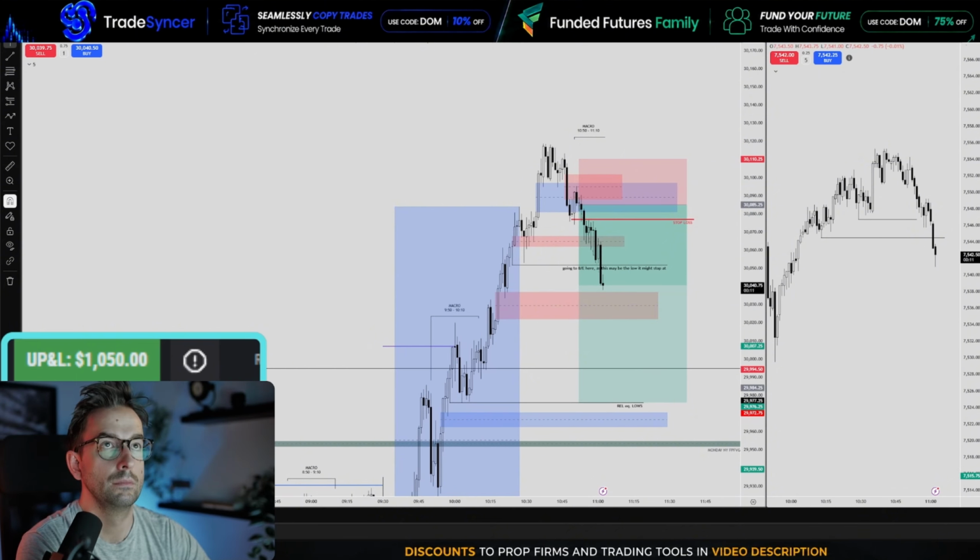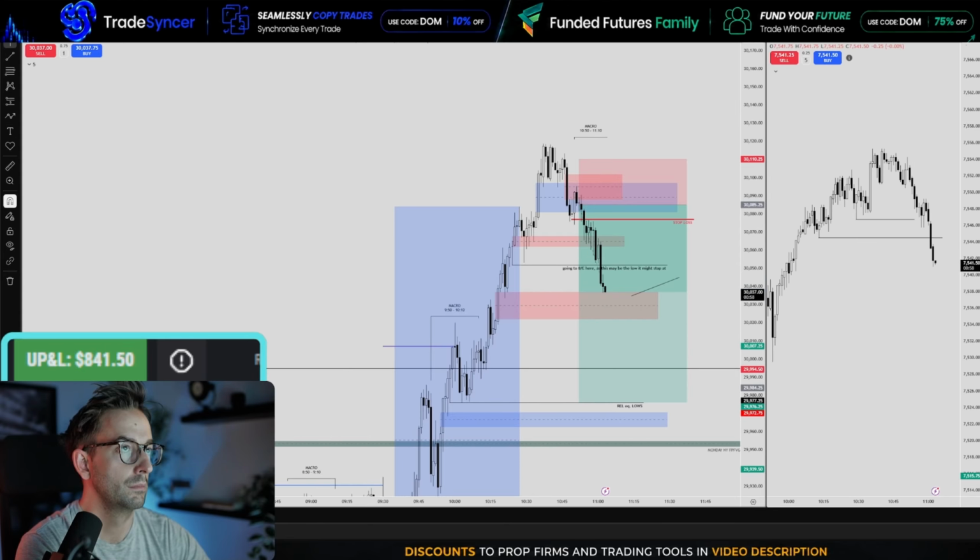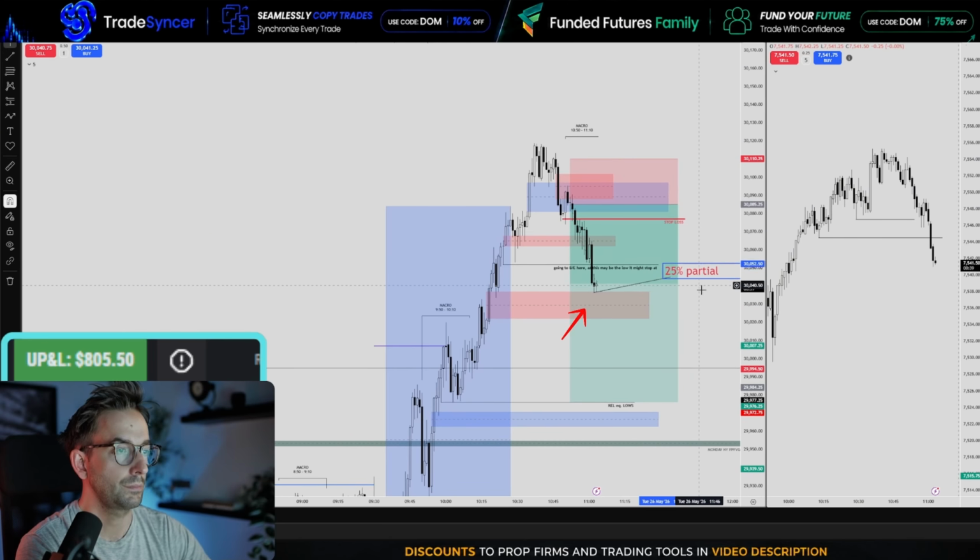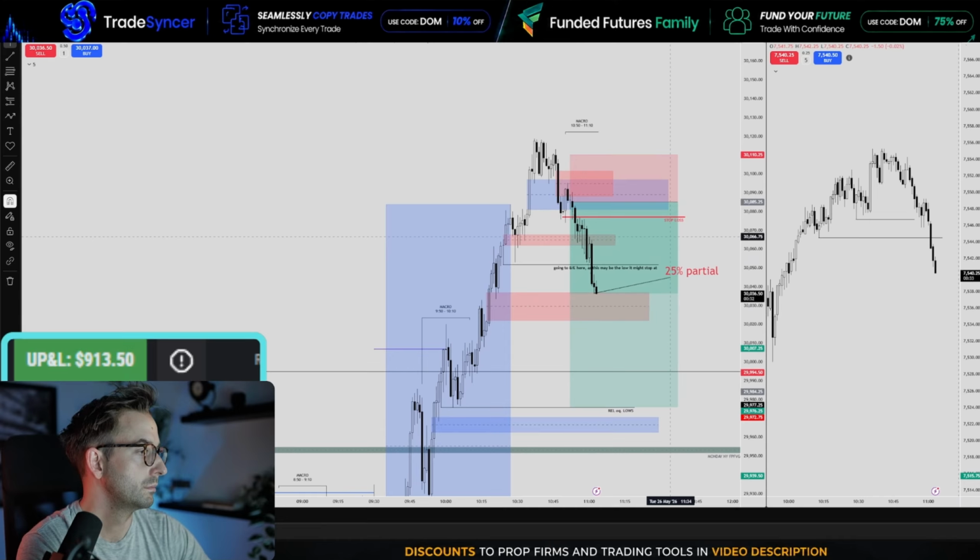Now I'm currently partialed out 20% here. I like that we got to this imbalance halfway between my target and where we're at right now. And I'm currently watching to see what price is doing, if it wants to dig into that fair value gap and break it, or if it wants to find its bottom and keep printing higher. Again, all-time high trading, it gets a bit tricky.